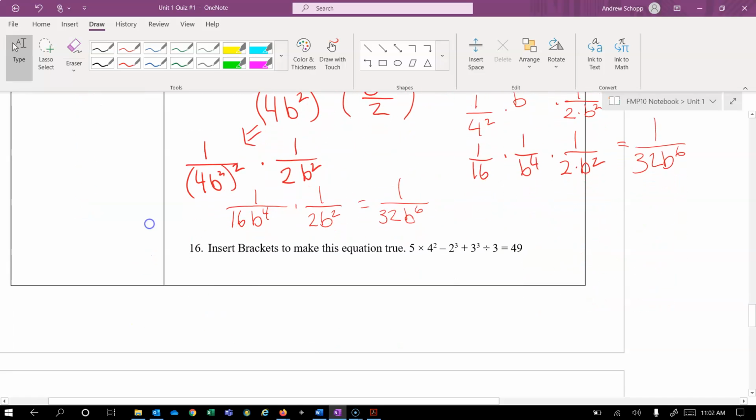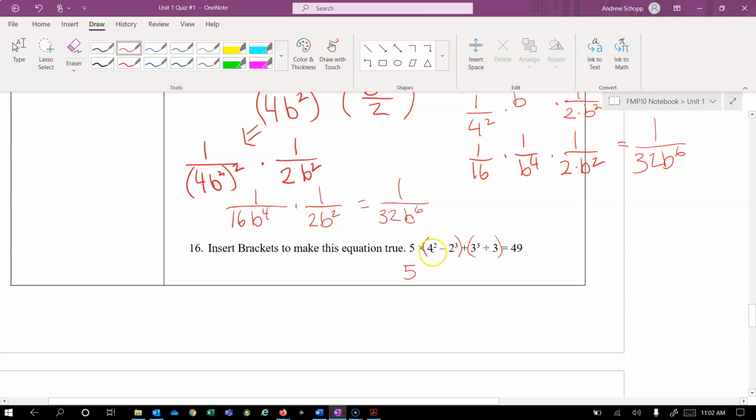Last but not least, number 16, insert the brackets to make this equation true. So this is a bit of a perseverance type question on order of operations. And if you played around with this for a while, you probably would have found that if you added brackets in here and here, we could simplify this.